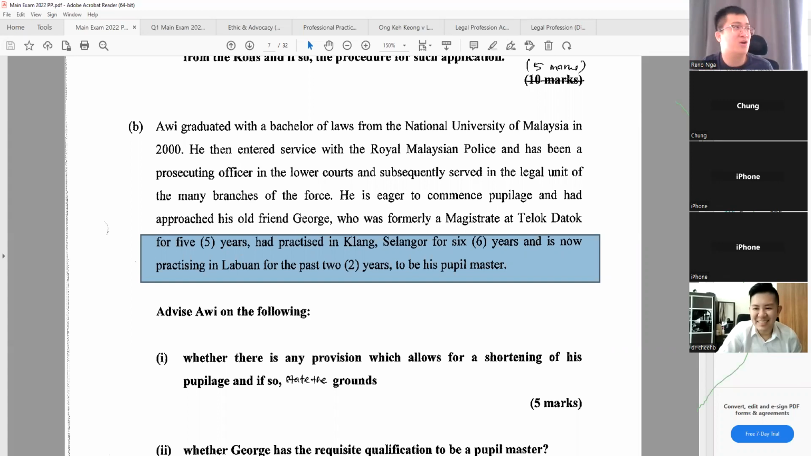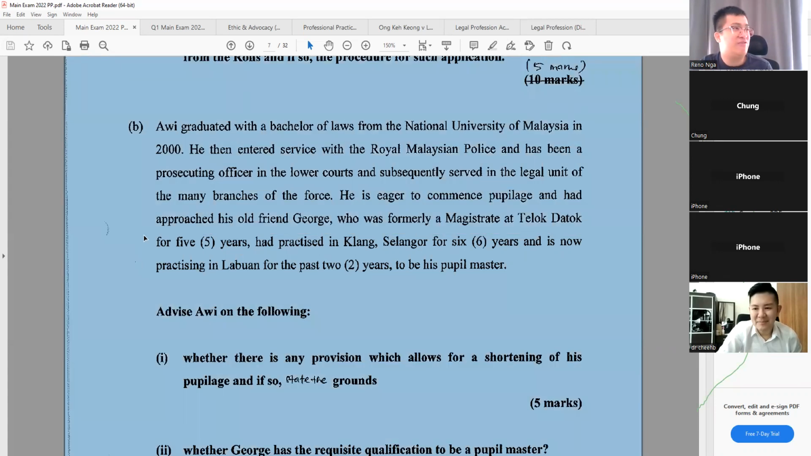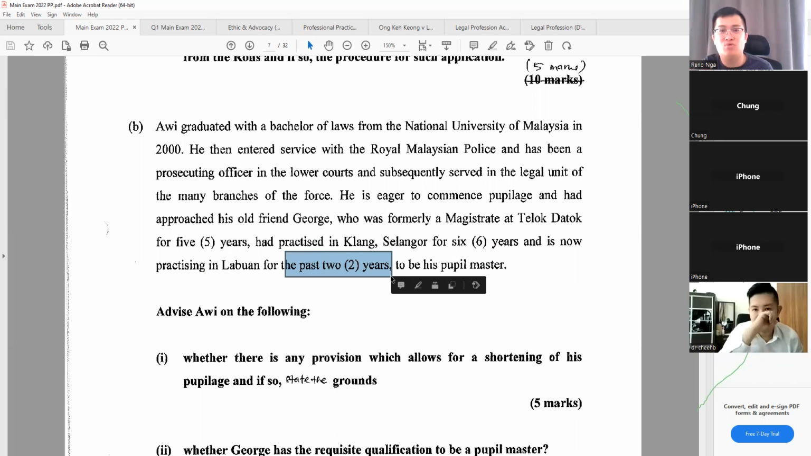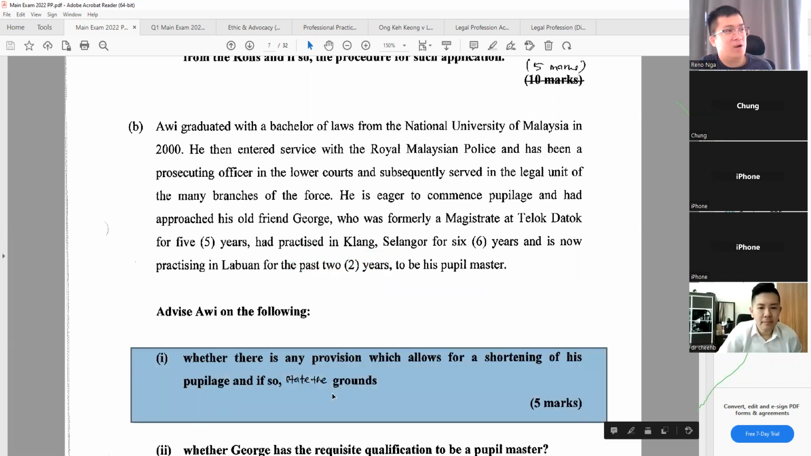So yeah, 7 years. On the facts, you see here, practicing 5 years, magistrate 5 years, practicing 6 years, but then in Labuan 2 years, right? So of course, this is the tricky part, whether you include Labuan or not. Because if include Labuan, they got 6 years plus 2 years, so total 8 years. So let us look at the questions. Whether there's any provision which allows shortening the privilege.